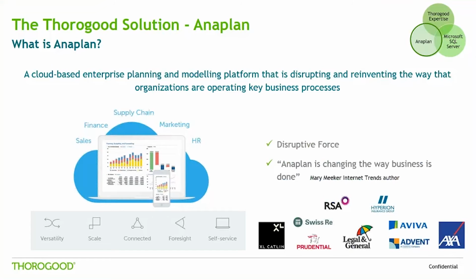And you know, why is that happening? Internet commentators like Mary Meeker, who writes on internet trends and technology trends in Silicon Valley, is really calling out that it's the modern way that activity previously undertaken in spreadsheets is being done, and it's the combination of the agility and the enterprise class, and it's providing a very disruptive force.